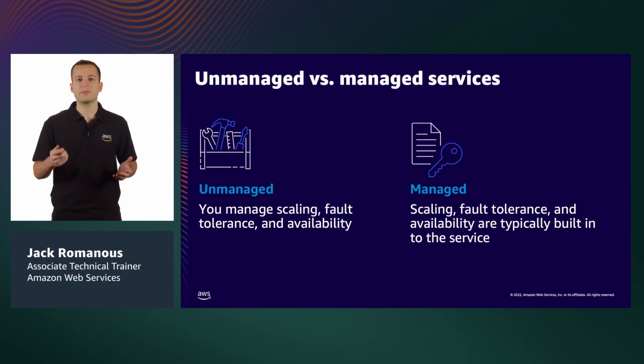With unmanaged, you need to manage the scaling, the fault tolerance, and availability on your own with your application or architecture. Keep in mind that if you were running this application on premises, you'd be managing this anyway, including managing the physical infrastructure. But one of the key advantages to some of the services that we're going to be talking about here is that there's actually a managed, or in some cases, fully managed option where you don't have to worry about the scaling, the fault tolerance, and the availability, which are built into that service.